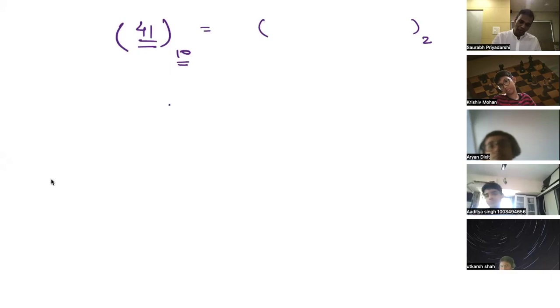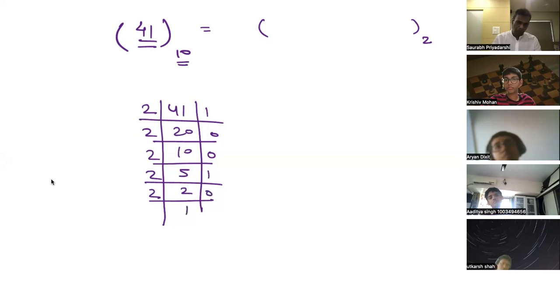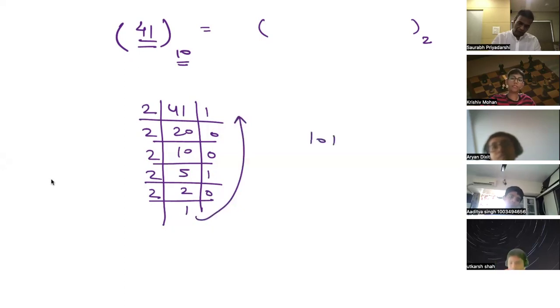So if I have to write 41 in base 2, I have to divide this by 2 and so on. 41 divided by 2 gives remainder 1, then 20, 10, 5, 2, 1, and the remainders you get every time are 0s and 1s. So I have to write something like this: 1 0 1 0 0 1.